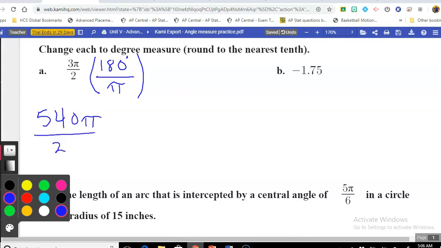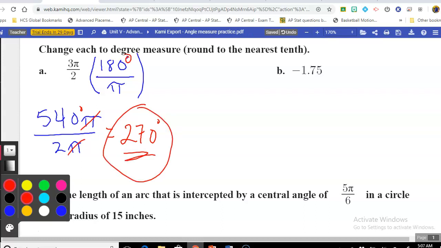over 2 pi. Now you'll see when you look at this, pi's are going to cancel out, and we can simplify down. 540 over 2 would simplify to be 270 degrees. And you'll notice the degree symbol was on top here. So that basically got us to where we are, 270 degrees as being our measurement, 3 pi over 2.